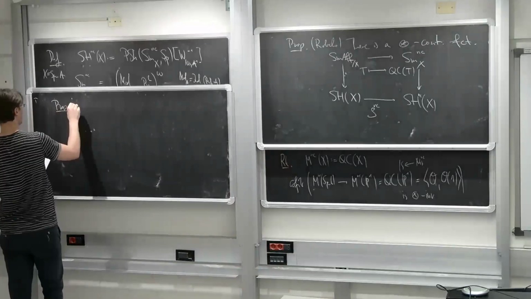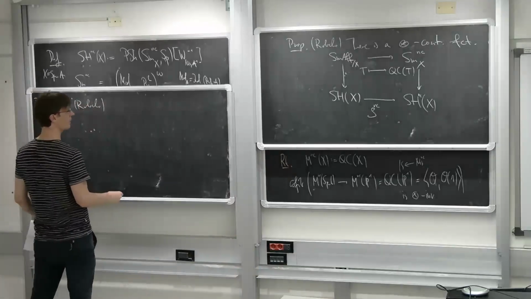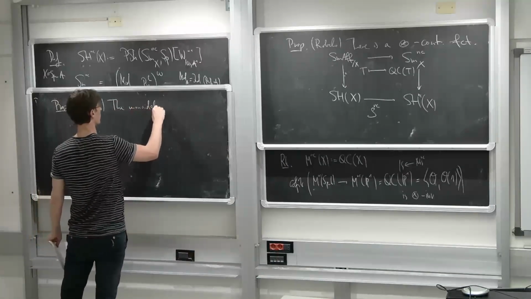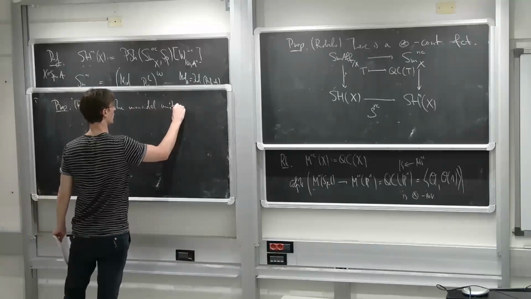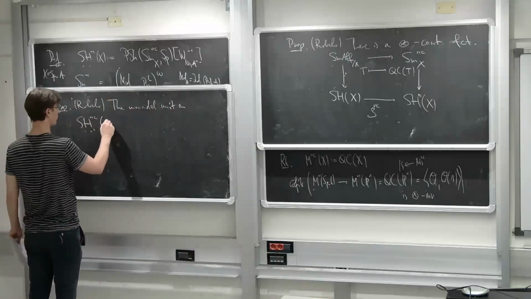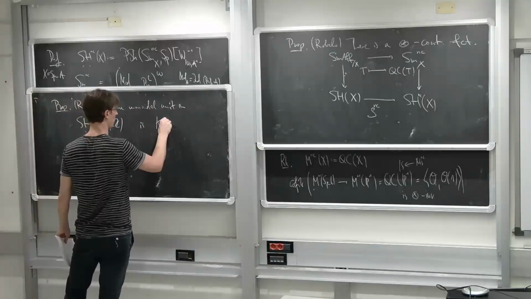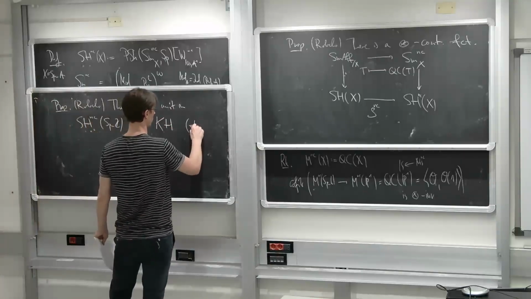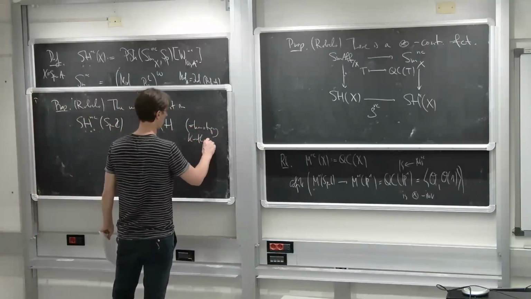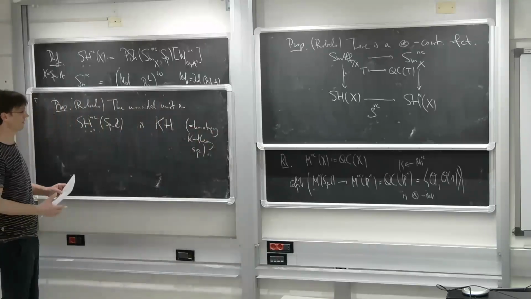again, you feel wireless. The monoidal unit in this stable non-commutative, let's say, SH non-commutative, is just KH, the homotopy K-theory, as you're expecting. So, which is of course a fantastic result, right?